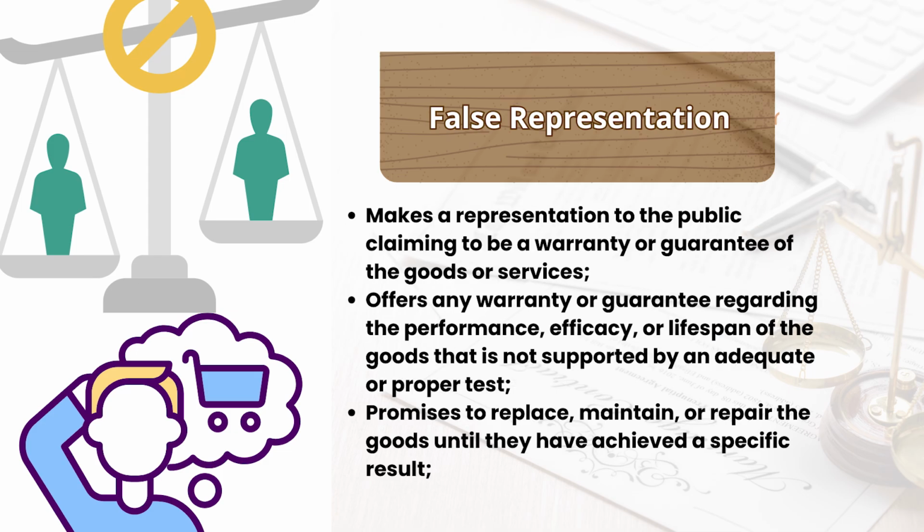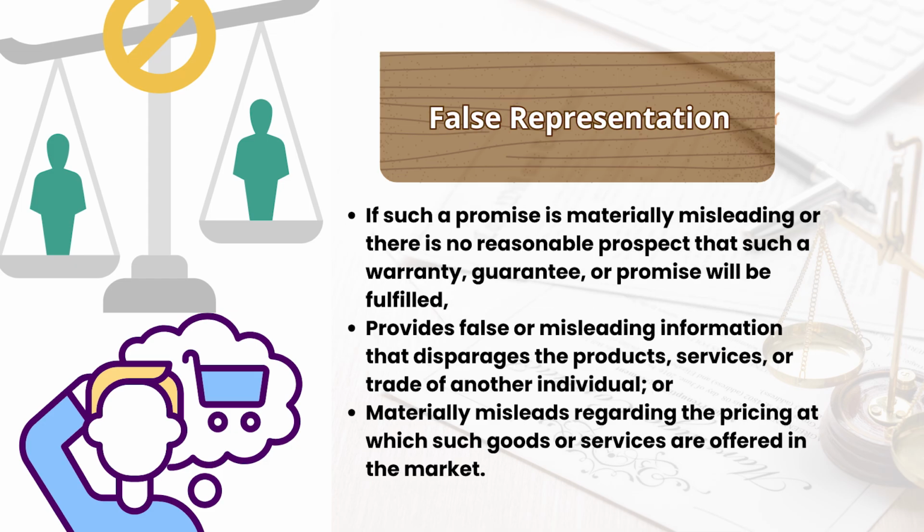Next, makes a representation to the public claiming to be a warranty or guarantee of the goods or service. Next is offering any warranty or guarantee regarding the performance, efficacy or lifespan of the good that is not supported by an adequate or proper test. Next is promises to replace, maintain or repair the goods until they have achieved a specific result. Next, if such a promise is materially misleading or there is no reasonable prospect that such a warranty, guarantee or promise will be fulfilled.